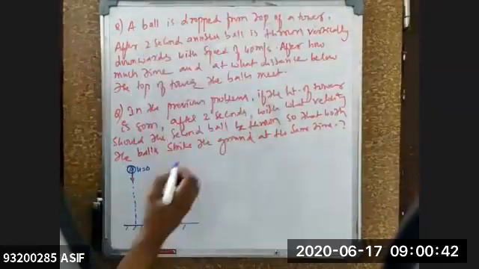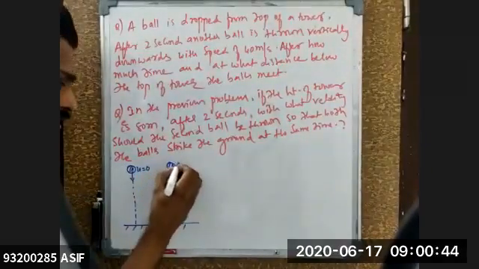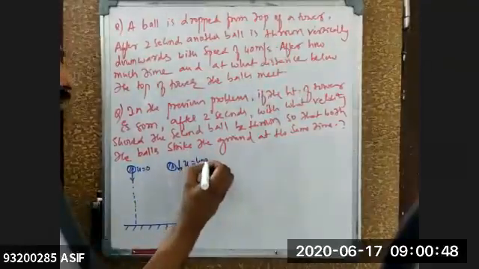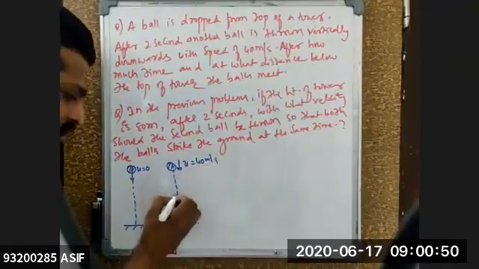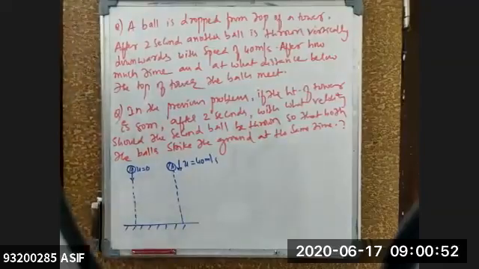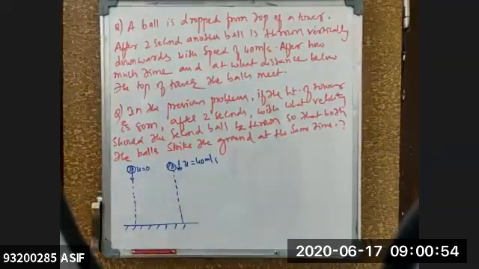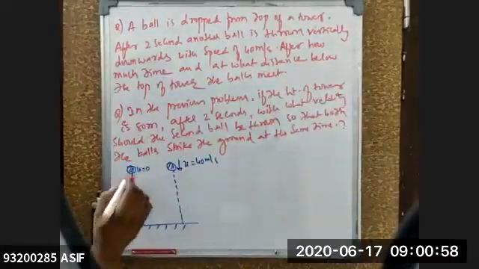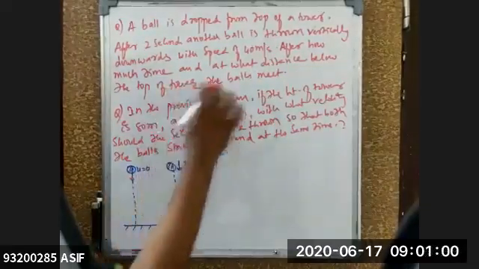And after 2 seconds, another ball is being thrown. Now the initial velocity of this one is not 0. But how much is it? 40 meters per second. So now it is coming somewhere here. Now they are meeting somewhere, and he's asking: after how much time and at what distance below the tower will the balls meet? This is your tower.